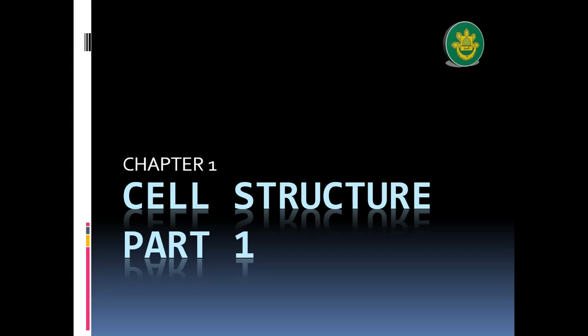First chapter, which is the cell structure. So I think this might be the easiest chapter out of all the chapters that you have in AS, and most of the things that you have here, I think you have already learned in IGCSE. Okay.